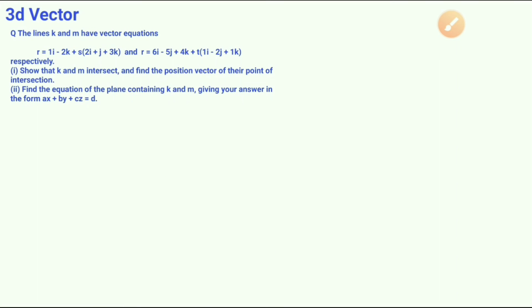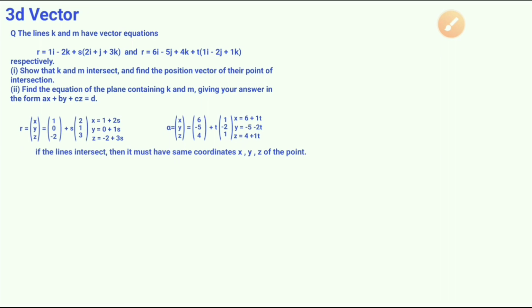Another question: the lines K and M have vector equations, this and this respectively. Show that K and M intersect and find the position vector of their point of intersection. First of all, we need to show that they intersect, and then we need to find the position vector of their point of intersection. Make it equal.